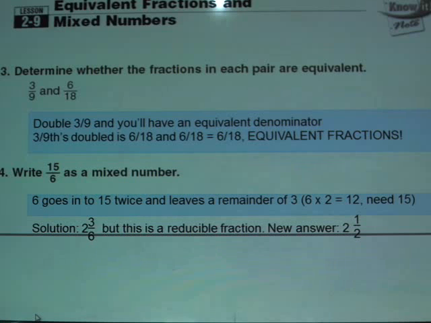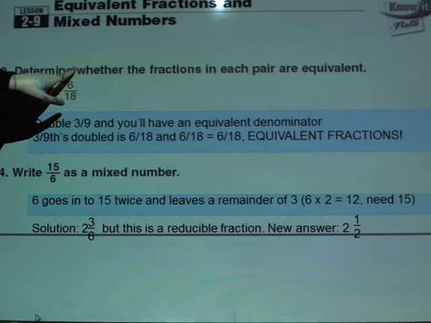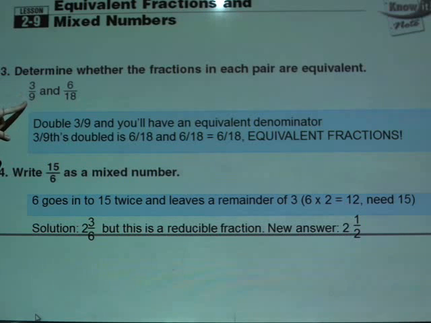Number 3, determine whether the fractions in each pair are equivalent. 3/9 and 6/18. Now, if you remember earlier when we had a similar question, we talked about how sometimes you only really have to change one to make this really easy instead of reducing both or making both bigger. If I multiply this denominator by 2, I get 18. So that's all I'm going to do here. I'm not even going to touch this fraction on the right. I'm just going to multiply this guy by 2.